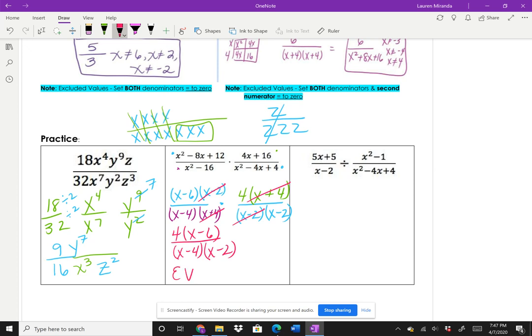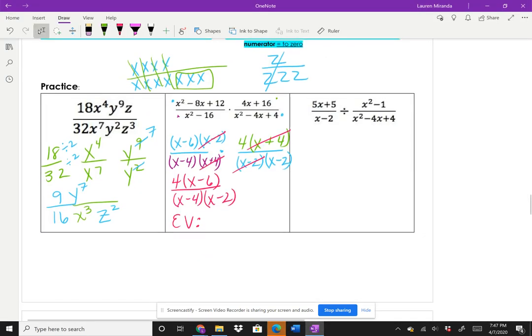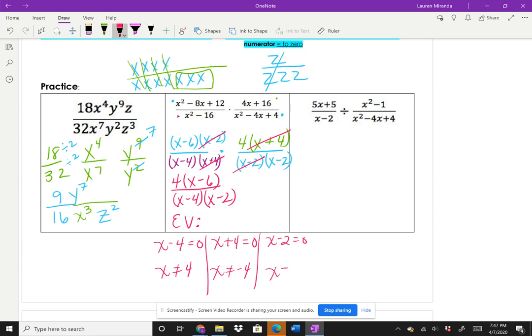And then excluded values. You're going to use your denominators. So x minus 4 equals 0, x plus 4 equals 0, and x minus 2 equals 0. So x cannot equal 4, x cannot equal negative 4, x cannot equal 2.